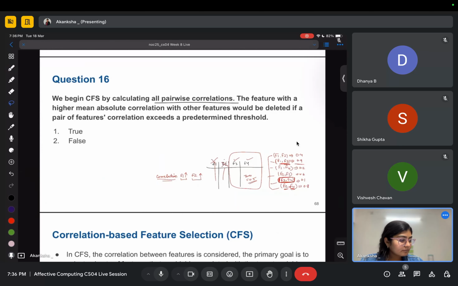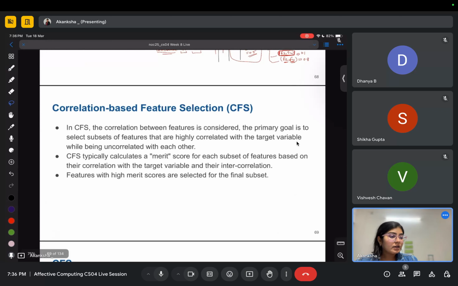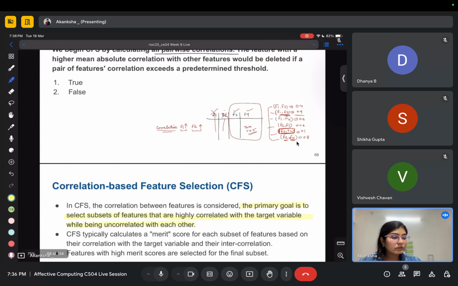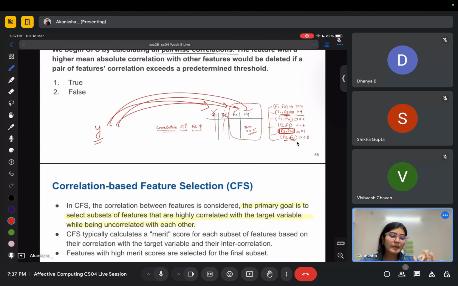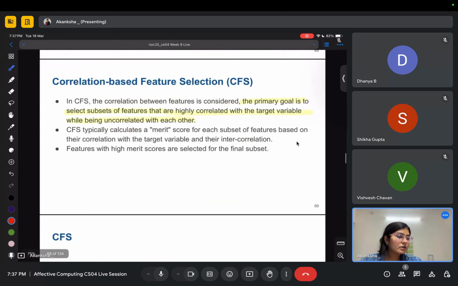Okay, so correlation based feature selection, the primary goal is to select subsets of features that are highly correlated with the target variable and uncorrelated with each other. And one important thing, the why, that means what we want to predict, should be highly correlated to the features. Okay, it should somehow be impacted by the features. So it calculates a merit score for each subset of features based on their correlation with the target variable and their intercorrelation, and the high merit scores are selected for the final subset.